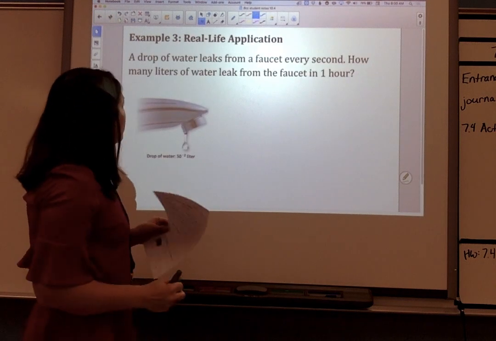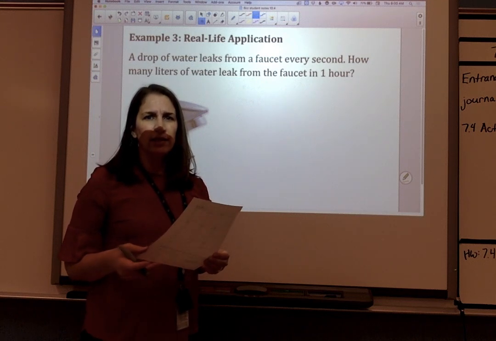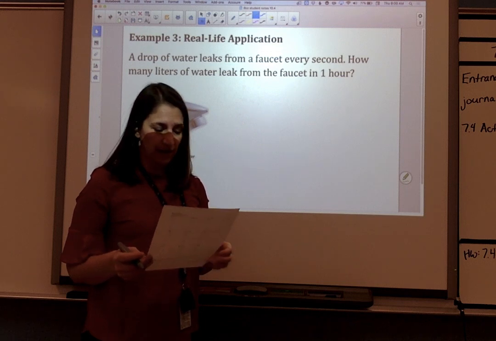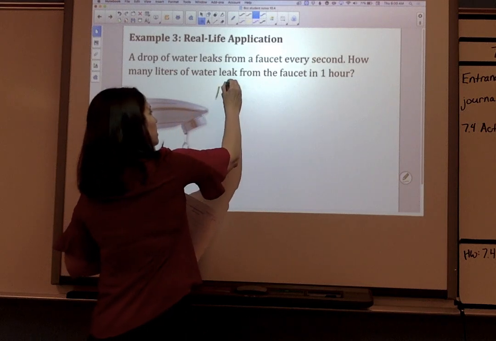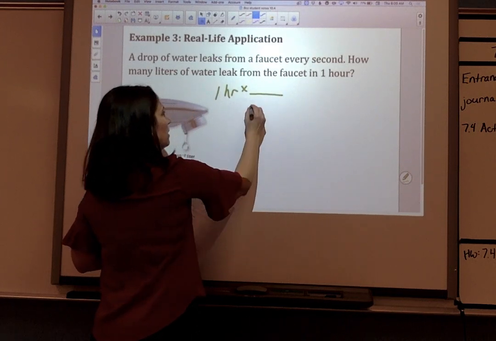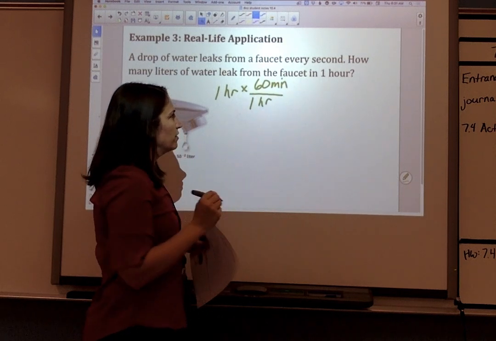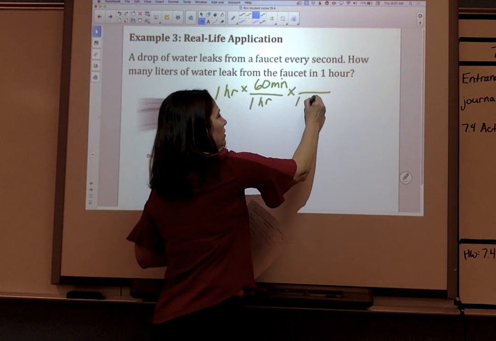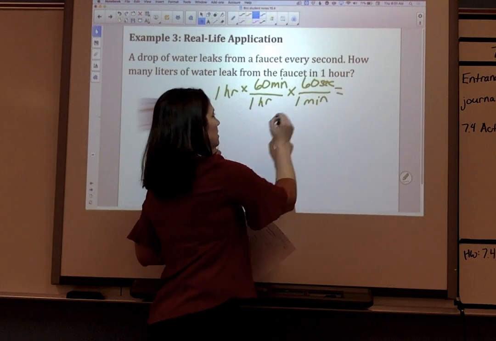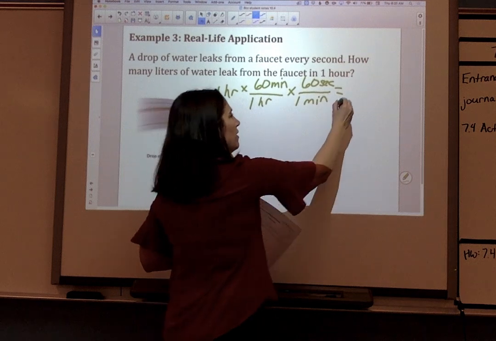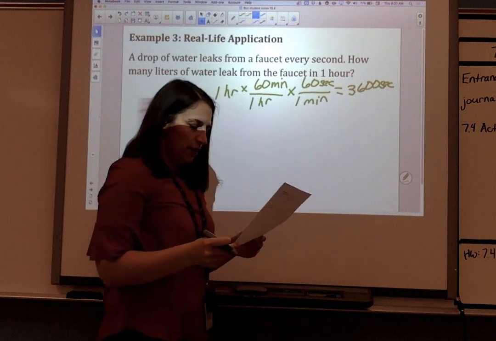All right, let's look at a real-life application. It says a drop of water leaks from the faucet every second. How many liters of water leak from the faucet in 1 hour? So let's first convert 1 hour to seconds. So we're going to say 1 hour is 60 minutes. So we'll use that conversion rate. And then 1 minute is 60 seconds. So if I multiply all the way across, that's 3,600 seconds.